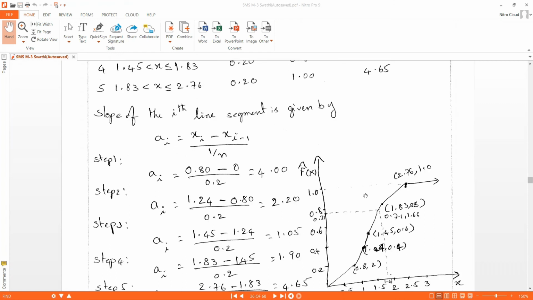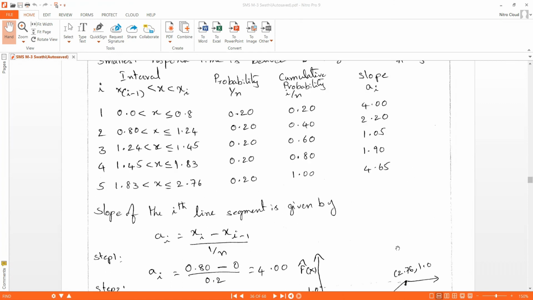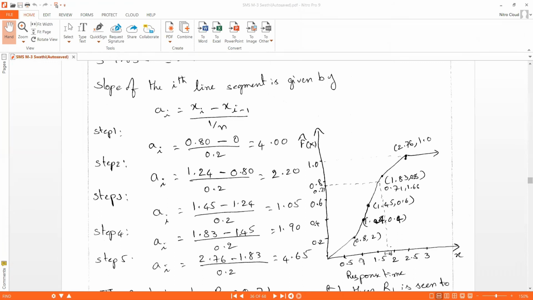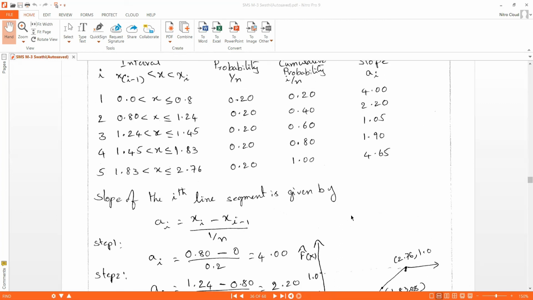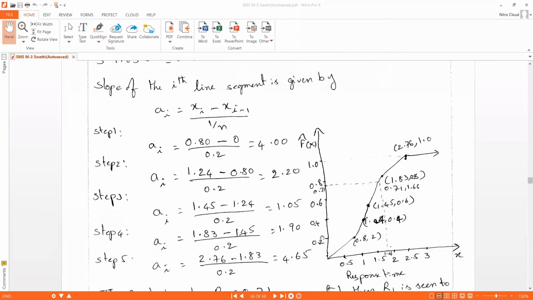The next xi value is 1.24. On the x-axis, 1.24 comes in between 1 and 1.5, so we'll mark it here. And on the y-axis, what is the cumulative probability? The cumulative probability is 0.4. At 0.4 we will mark 1.24. Like this we will put the points on the graph.